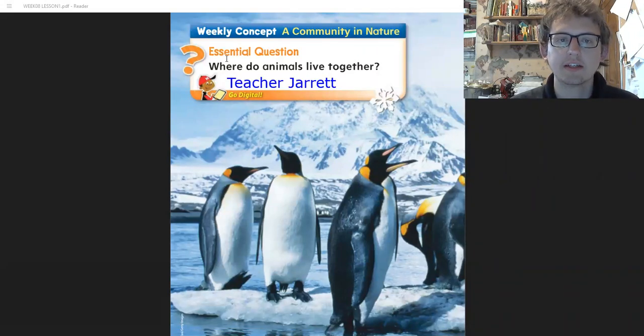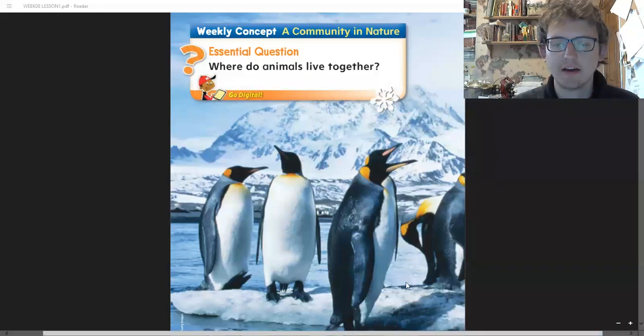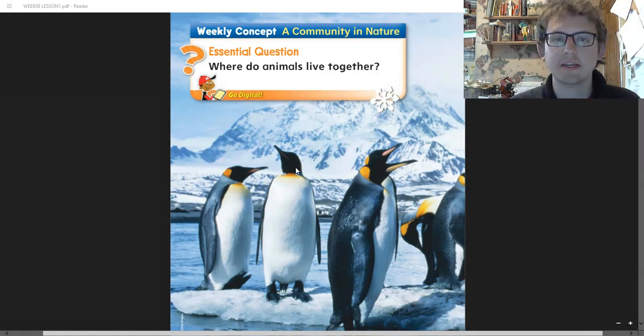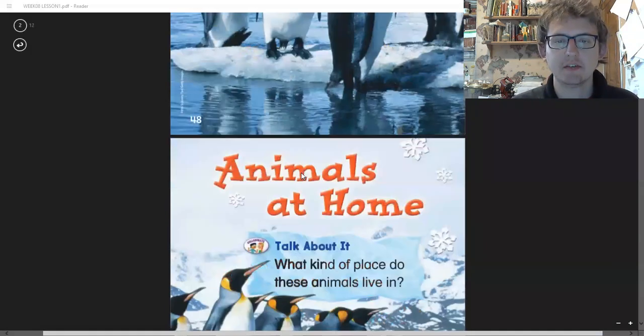So our essential question for this week is, where do animals live together? Some animals, like this penguin, live together in the snow, right? They live in Antarctica, which is at the bottom of the world. Let's go to the next page.